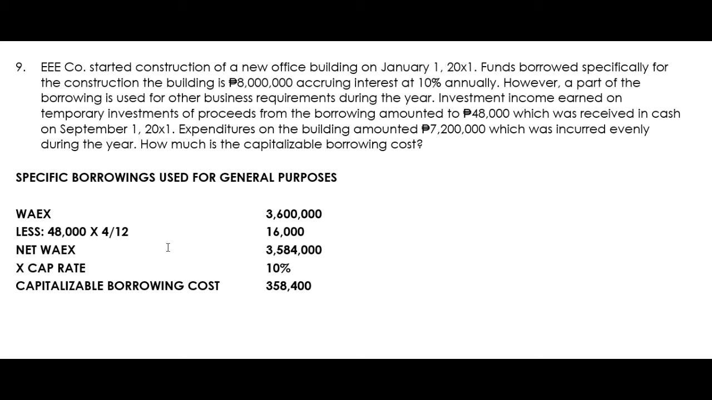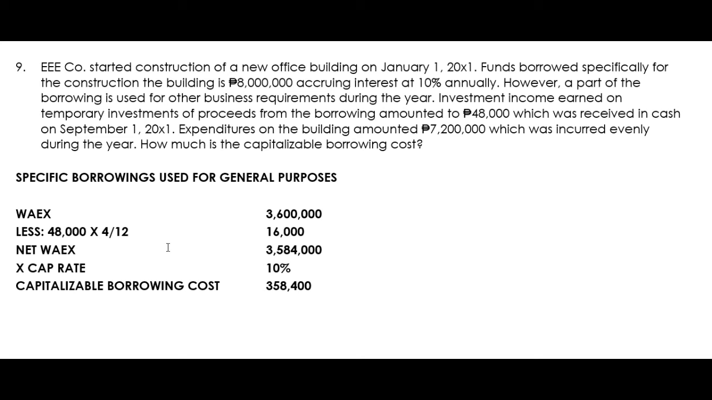Expenditures on the building amounted to 7,200,000 which was incurred evenly during the year. And then the question is how much is the capitalizable borrowing cost? Okay. So ngayon, ito ang concern mo sa question number 9. Ang question number 9 kasi, umutang ka specifically for the construction of the qualifying asset, pero a portion was used for general purposes. So ang tawag diyan, specific borrowing used for general purposes.